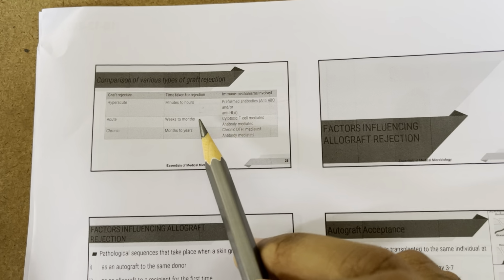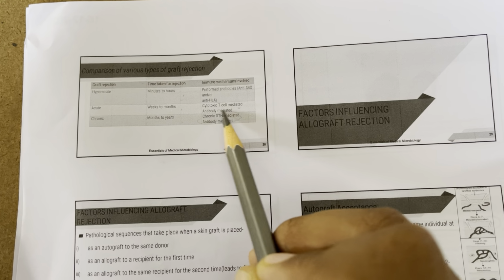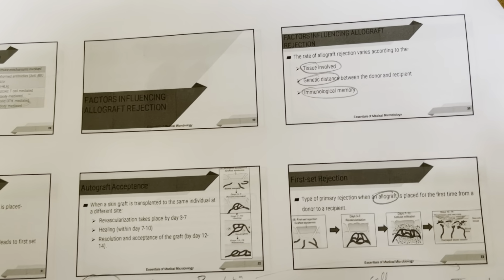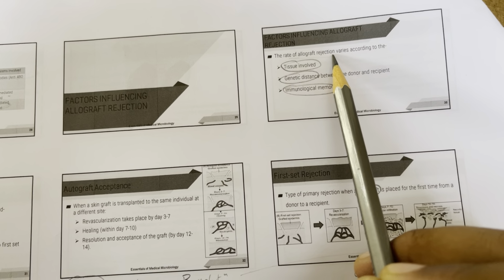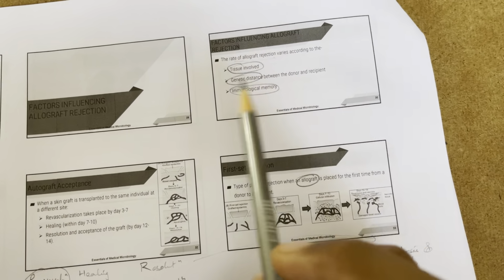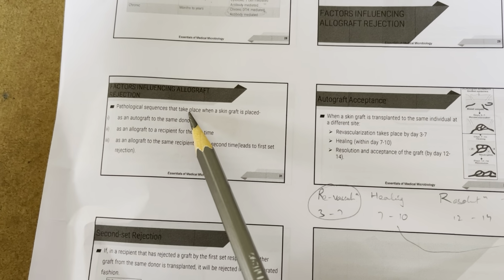So this is the brief summary. Minutes to hours, weeks to months, months to years, and T cell mediated, antibody mediated, and also chronic DTH mediated, because these T cells develop into delayed type hypersensitivity cells. Next, the rate of allograft rejection varies according to the tissue transplanted, how genetically different the individuals are, immunological memory, and other factors influencing allograft rejection.